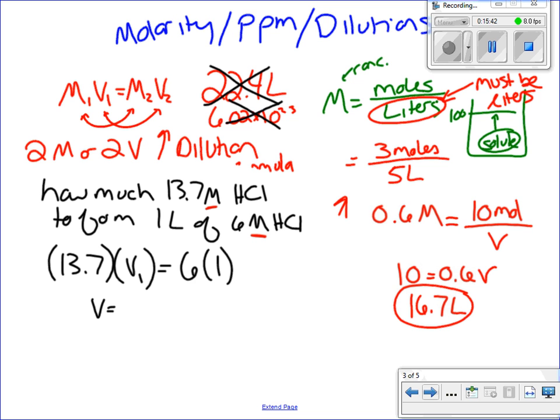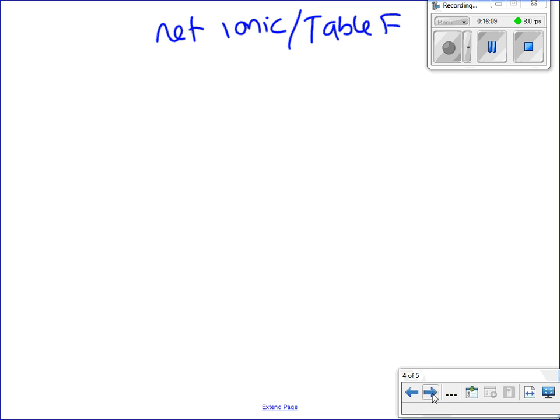And my volume is, yes, that's fine. My volume is going to be 0.44 liters. So I use 0.44 liters of hydrochloric acid, and I dilute it up to 1 liter, and it will be 6 molar.